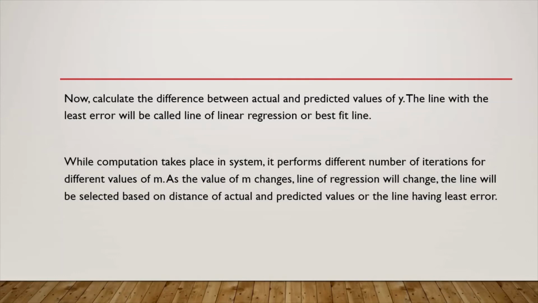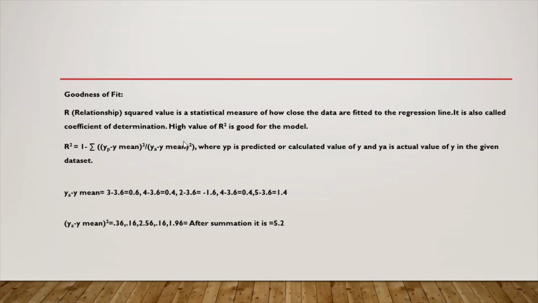So after finding the difference between the actual value of y and the predicted value of y, we can say how good the relationship is between the two variables, x and y. So this is the same as I have told. We need to find how good the regression line that we will draw is, and how well it fits our data. For that we have a term, goodness of fit.